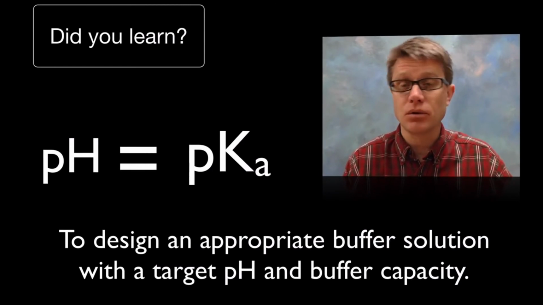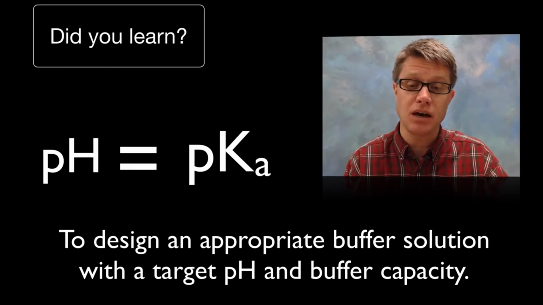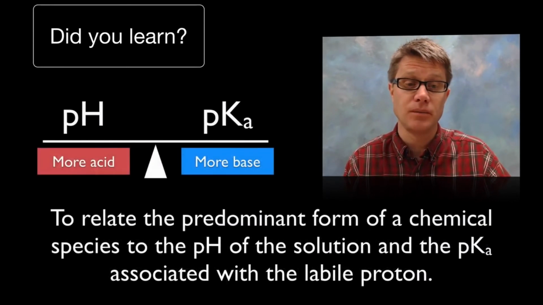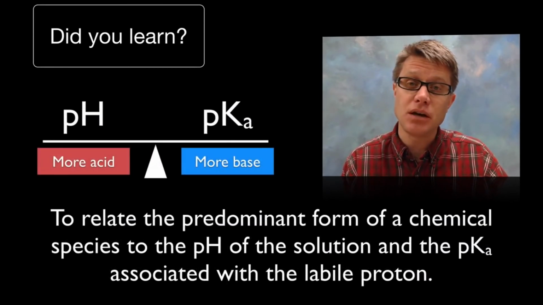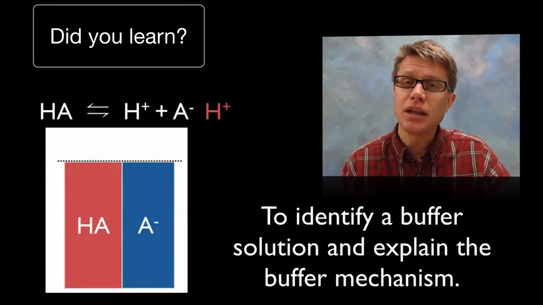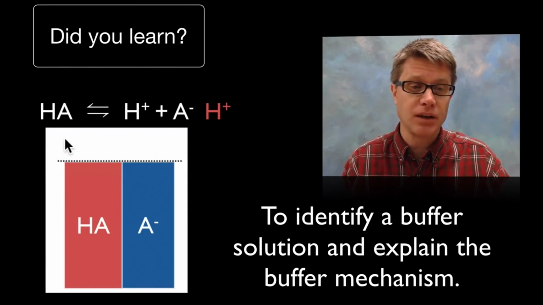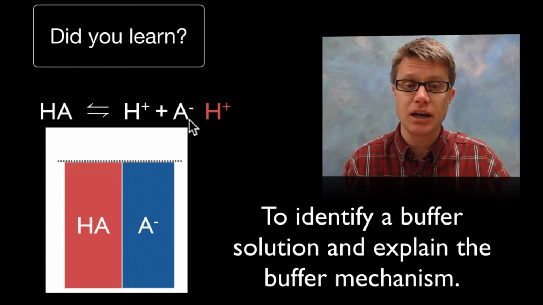And so did you learn that when we're creating a good buffer solution, we want to keep our pH and pKa values equal to each other? And did you learn that changes in the pH related to the pKa tells us if we're moving more towards the left, more of the acid, or more of the base? And then could you design a good buffer solution? Remember, what we've simply got is a weak acid on the left side and its conjugate base on the right side.